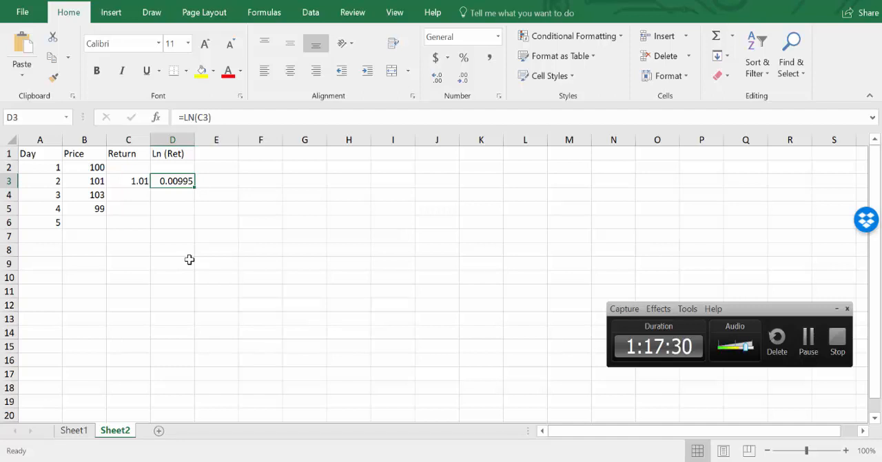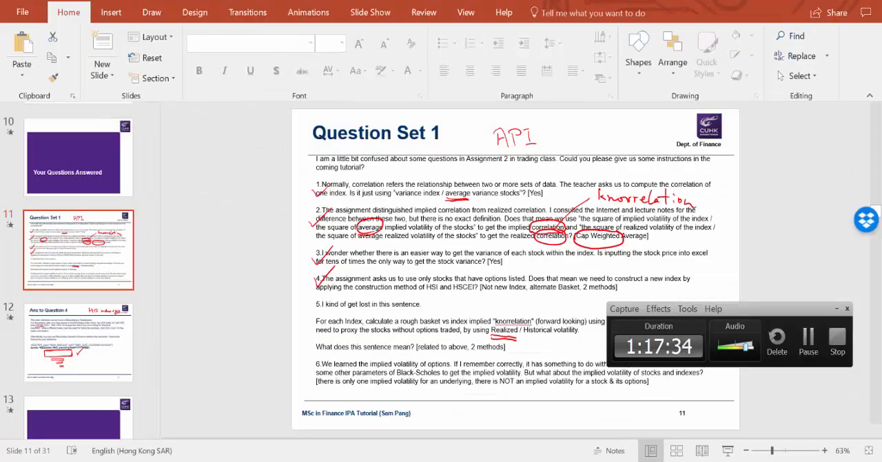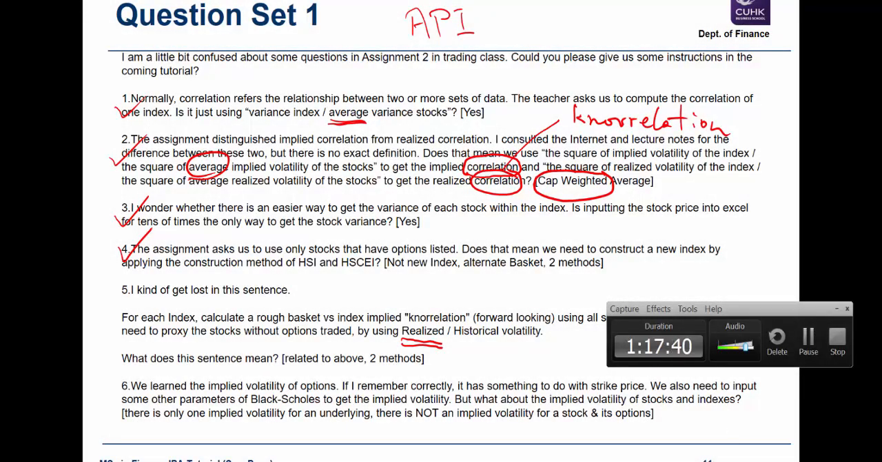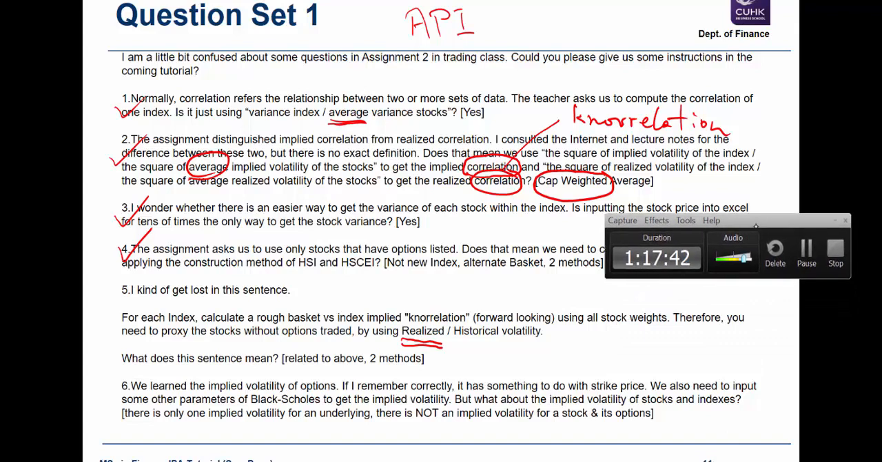So do not get confused thinking there is a vol for options, a vol for stocks, a vol for indices. No. It's the same concept. It is the same input that we are thinking of.